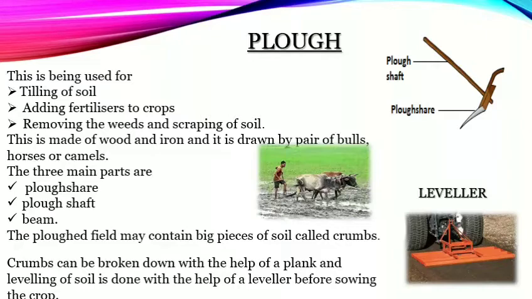So from this we understand that the plow is used for tilling the soil, adding fertilizer to crops, removing the weeds, and scraping of soil in order to enhance the production of the plants. The three main parts of the plow are plowshare, plow shaft and beam. A strong triangular iron strip is called the plowshare. The main part of the plow is a long log of wood, which is called the plow shaft. The beam will be placed on the neck of the bulls to drag the plow effectively during plowing.